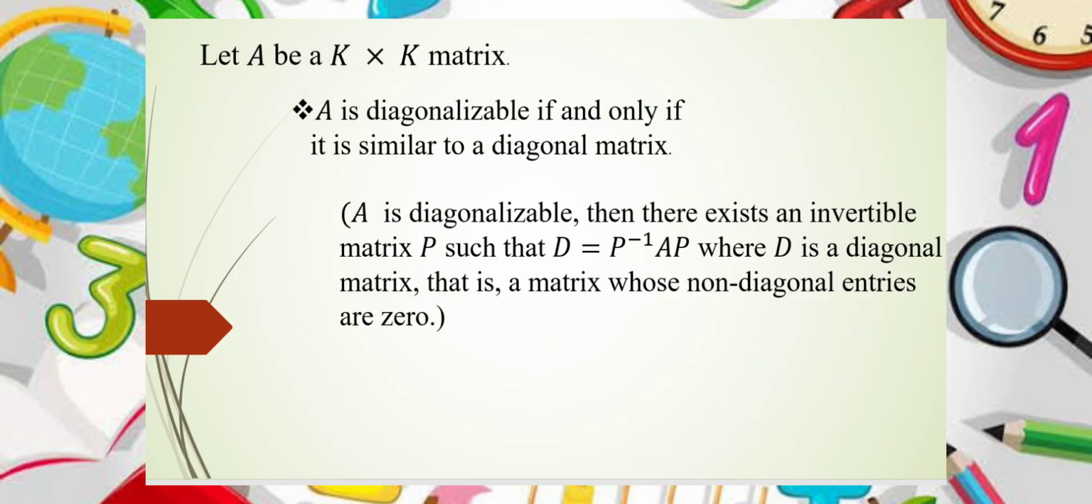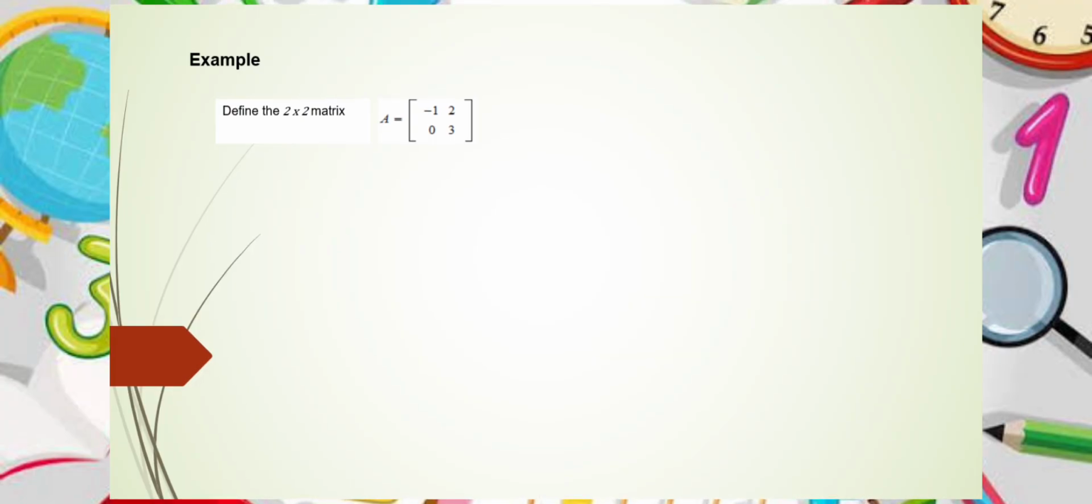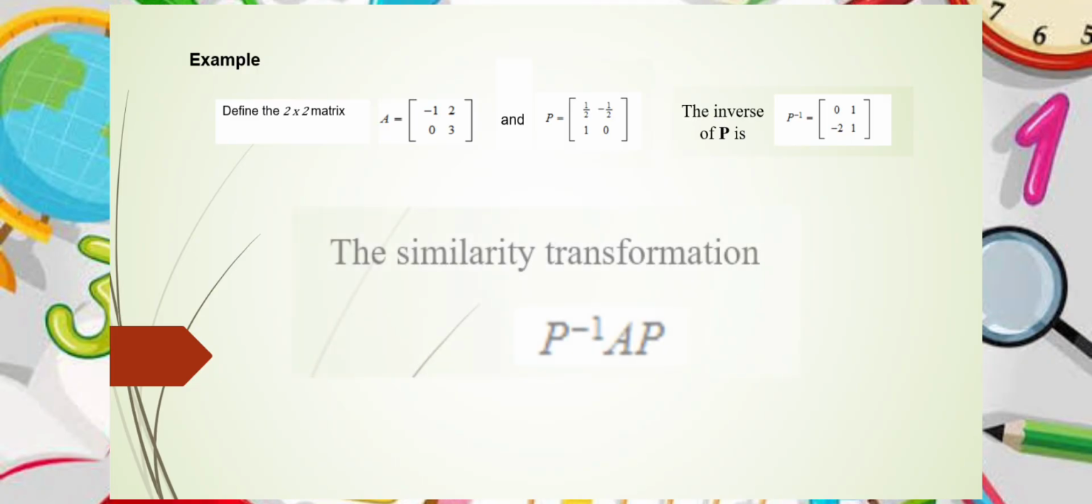So for example, define the 2 by 2 matrix where A is [negative 1, 0; 2, 3], and then P is [1 half, 1; negative 1 half, 0]. So the inverse of P is [0, negative 2; 1, 1]. So the similarity transformation looks like this: the inverse of P, A times P.